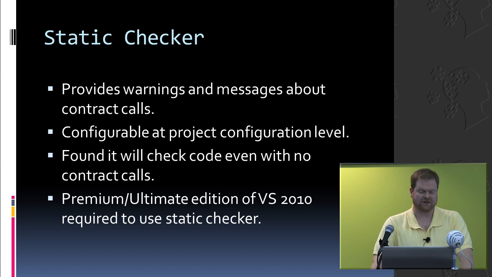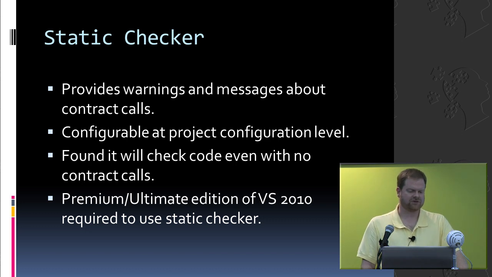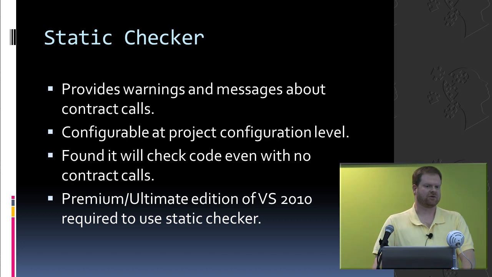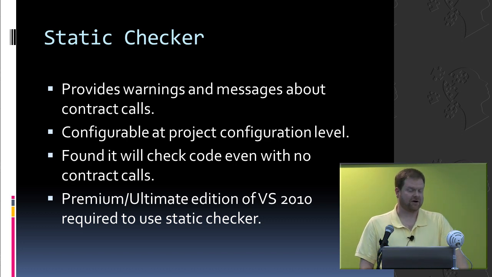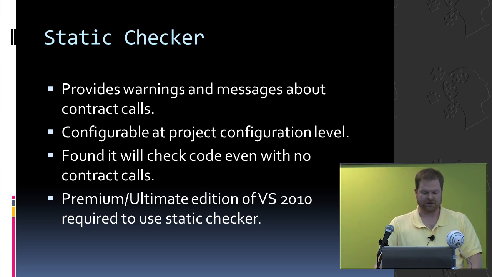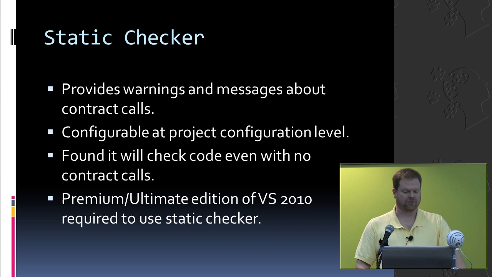One thing that I did find interesting that I didn't see documented anywhere: when I turned on static checking for projects that I had not put any contract code in, it actually gave me some warnings and searched out some of the code. The only thing I can think is that there were some methods that had properly formed if-then-throw logic, and when it saw those, it would check those methods to see if I had any changes that I would need to make. And again, to use the static checker, the Premium or Ultimate Edition of Visual Studio 2010 is required.